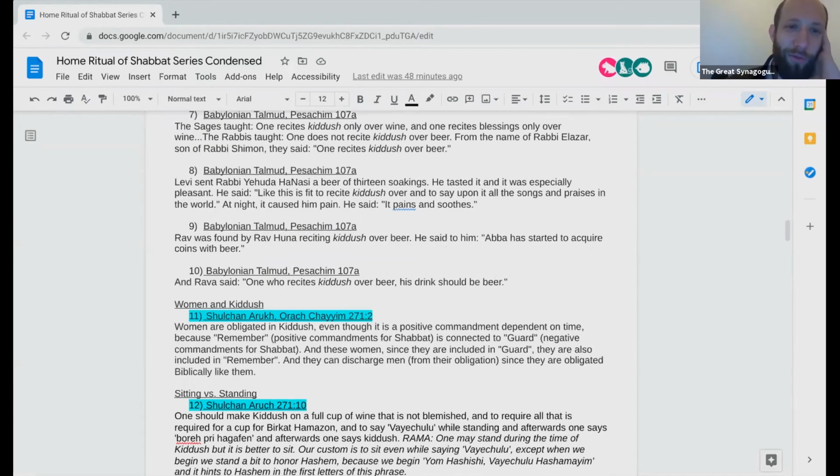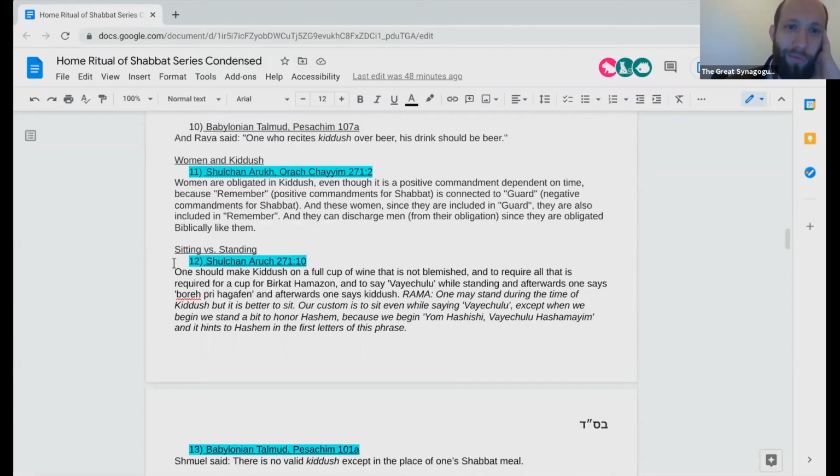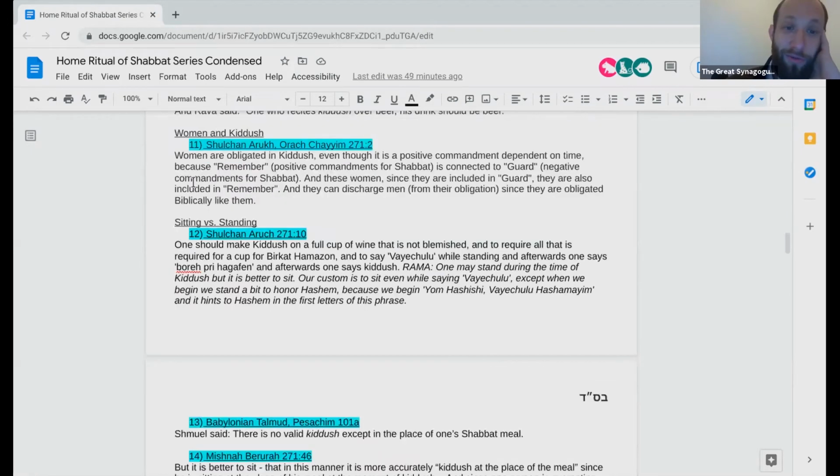Let's look at one source about women and Kiddush, which relates to the previous source that I read, and you'll see why. Okay, women, this is source number 11. Women are obligated in Kiddush, even though it is a positive commandment dependent on time, because remember is connected to guard. And these women, since they are included in guard, they are also included in remember. And they can discharge men from their obligations since they are obligated biblically like them.